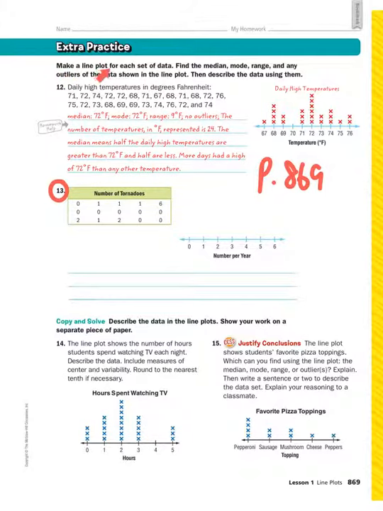Now, the directions said to make a line plot, so we're going to make a line plot here. And then it says find the median, mode, range, and any outliers of the data shown in the line plot. Then describe the data using them. So you should have a couple sentences here basically giving me the median, mode, range, and any outliers. All right, so let's start with the line plot. Let me zoom in a little bit so we can see it a little bit better.